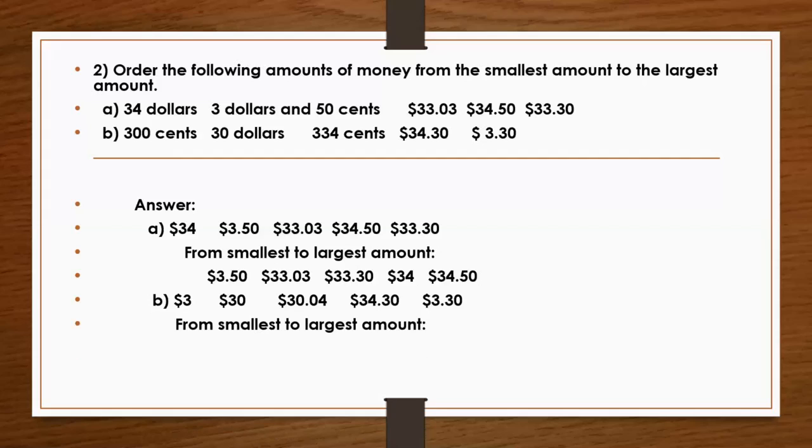So that is, you need to arrange in ascending order. So which amount becomes the first? That is $3 followed by $3 30 cents, $30, $30 4 cents, and $34 30 cents.